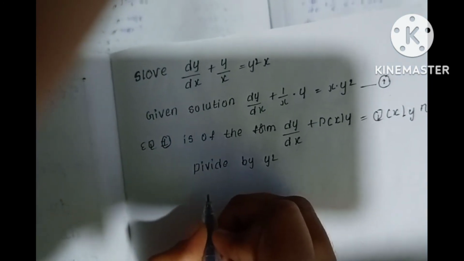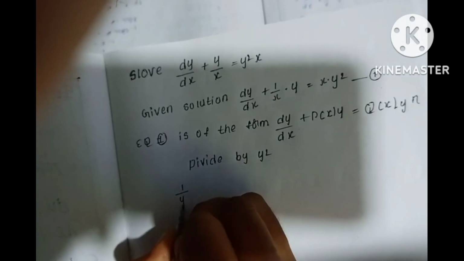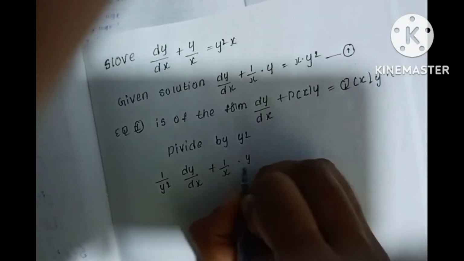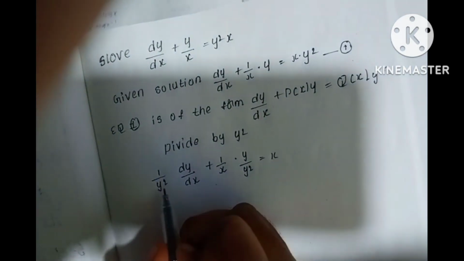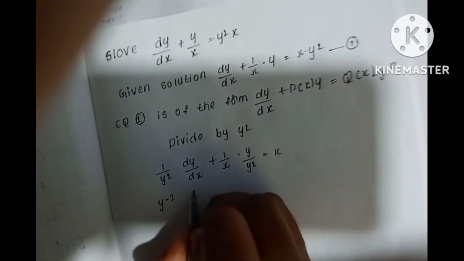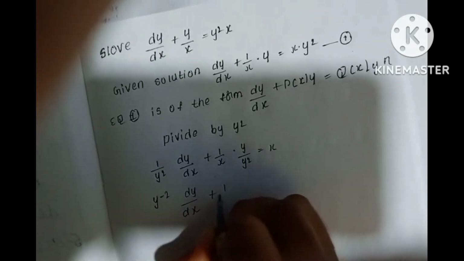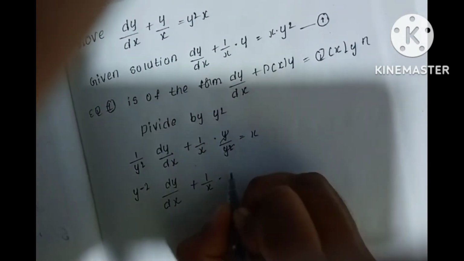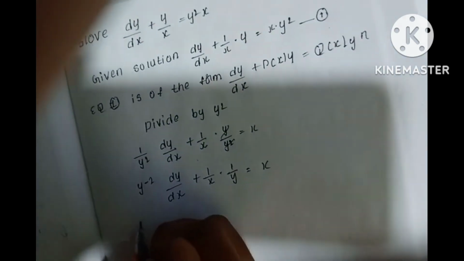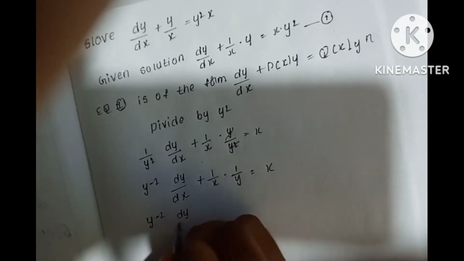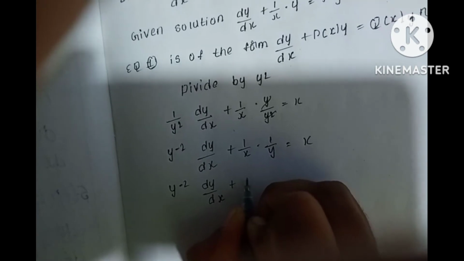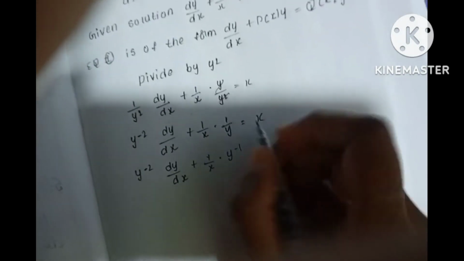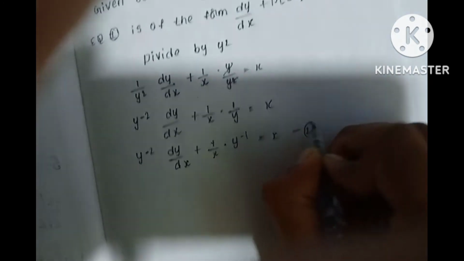When we divide by y square, we get 1 by y square dy by dx plus 1 by x into y by y square is equal to x. 1 by y square is nothing but y power minus 2, into dy by dx, plus 1 by x into y cancelled by y square, remaining 1 by y, which is y inverse, is equal to x. And this is equation 2.